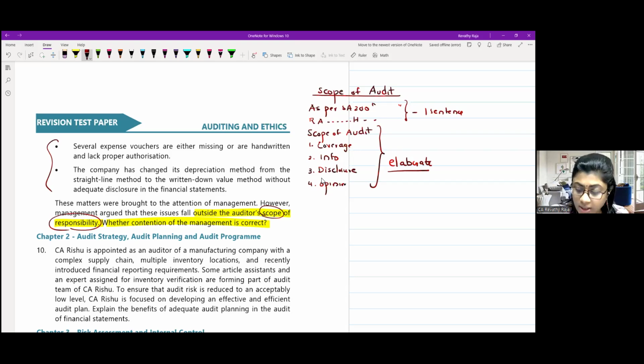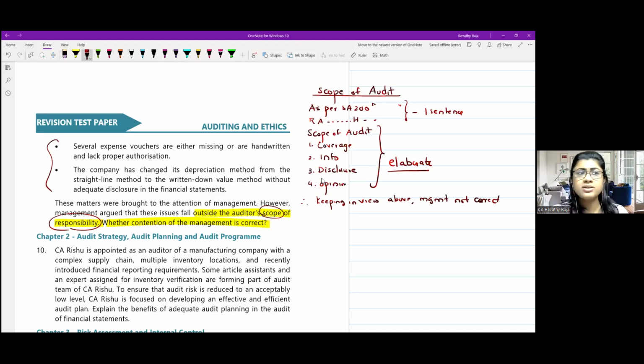Therefore, keeping in view above. Above means whatever you have written. Management contention valid or invalid. Management said don't see all these things. Keeping in view of above, management contention is not correct. Now don't stop. I've asked students, even the conclusion should be a small para. Add why it is not correct, support and write.